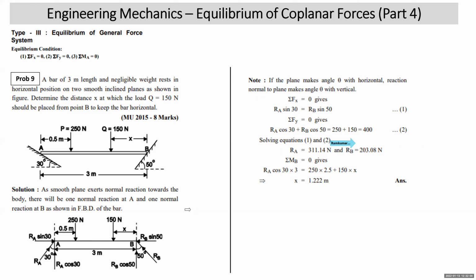Done. RA and RB are arrived at. You want to find the value of X, so you should take moment about B. If I take moment about B, all forces acting at B will give 0 moment.